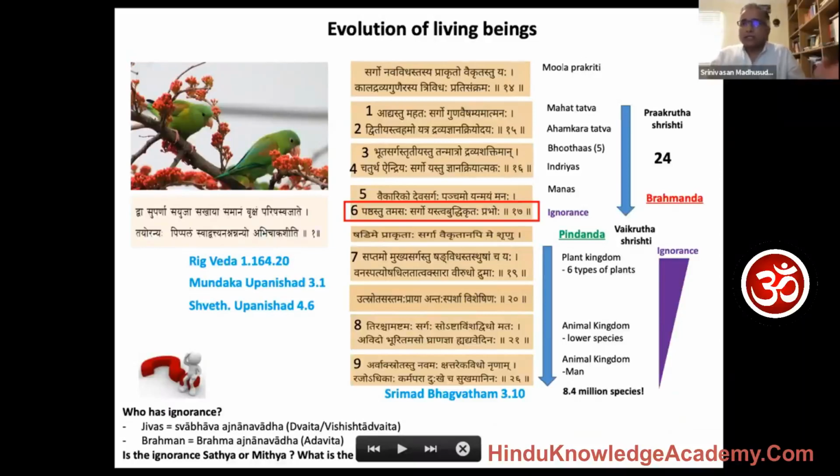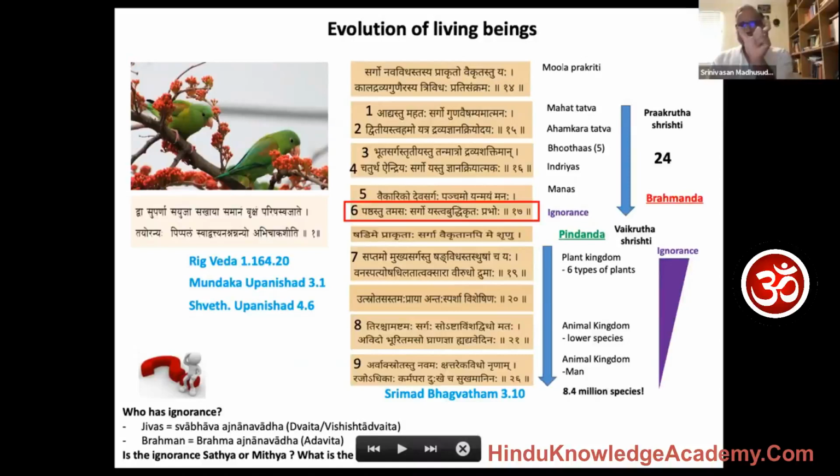So that ignorance, the concept of ignorance, is a positive entity. Ignorance is not absence of knowledge. That is one view, a negative view of ignorance, that absence of knowledge is ignorance. No, according to Vedic philosophy, ignorance is a positive aspect. It's a dravya. It is a material. It is an aspect of creation that is brought about. And this happens during the 6th stage of creation.